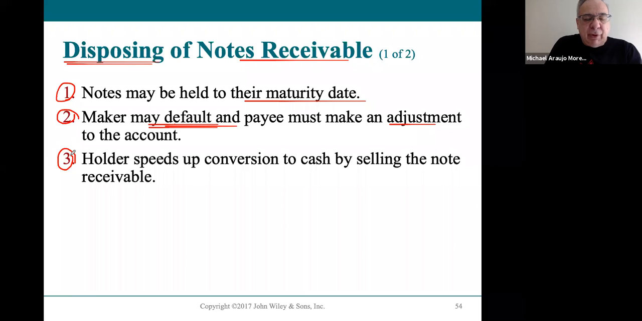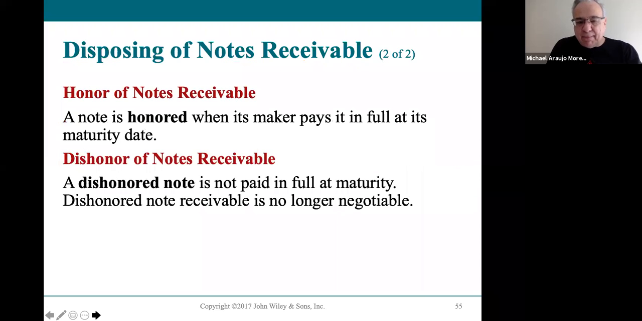Okay. The third thing is actually very interesting because remember, notes receivable, just like accounts receivable, is an asset that can be sold. So they can actually speed up collection of the cash by selling their notes to a third party. Okay. So that does happen. Again, it's an asset, and as long as it's an asset, it has some value and it can be sold to a third party. And so that sometimes happens as well.